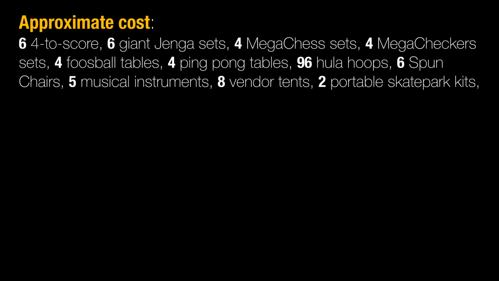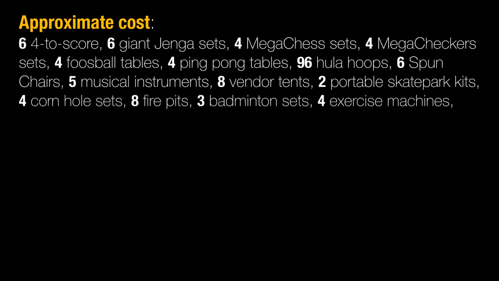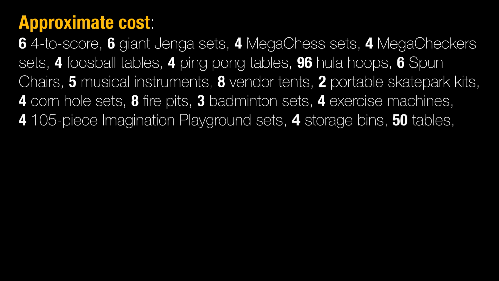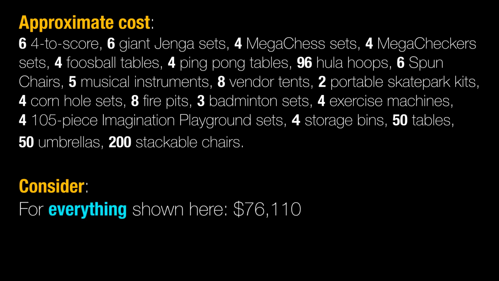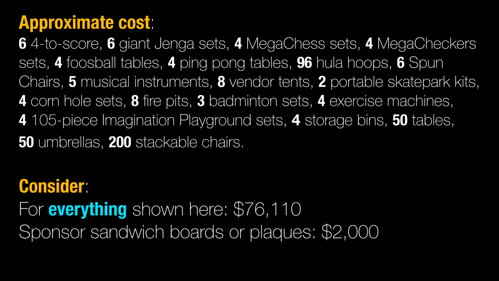So when you look at this, look, 6 4-to-score, 6 giant chess sets, 4 mega chess sets, 4 mega checkers, 4 foosball tables, ping pong tables, 96 hula hoops. Look at this list. This is an amazing list of stuff you can put on your plaza, and you don't put it all out there at once. This is where you need the storage. You move things in and out. And that's what's really fun. And by the way, if you were to buy everything shown there, it adds up to $76,000. So if you got 0 sponsorships, that's what you'd be in. And then you might add $2,000 for sponsors. So any sponsor reduces that $76,000.